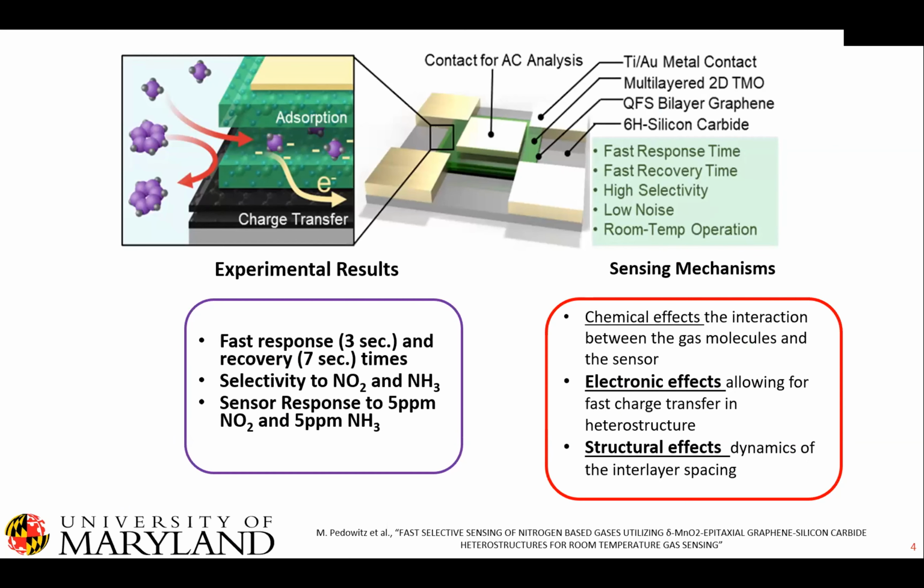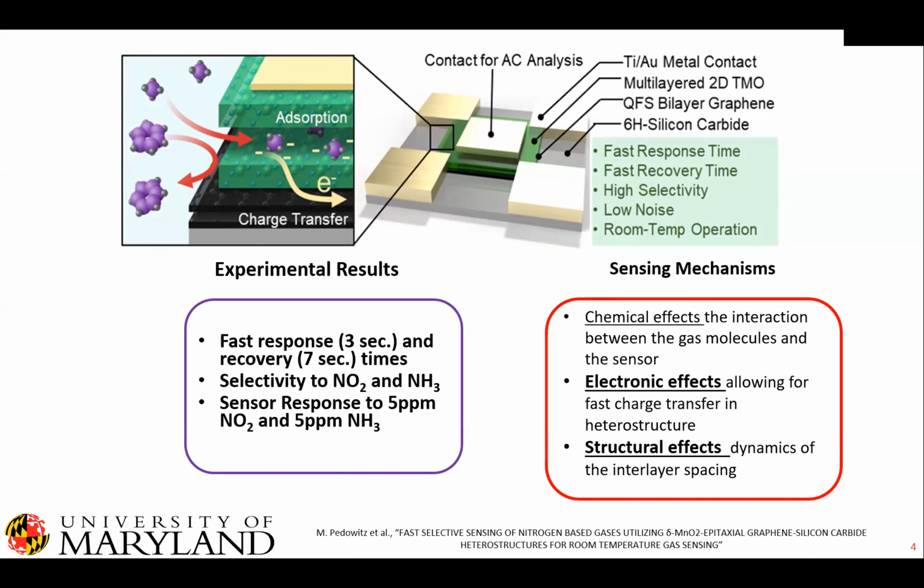Here you can see a model of a gas sensor that we have. The top is a gold contact here. The green is the manganese dioxide. The black layer is the graphene, and the bottom layer is the silicon carbide, which just acts as a base. Our experimental results show fast response times, under 4 seconds, which is extremely fast compared to other TMO gas sensors that have reported within 100 seconds response time.